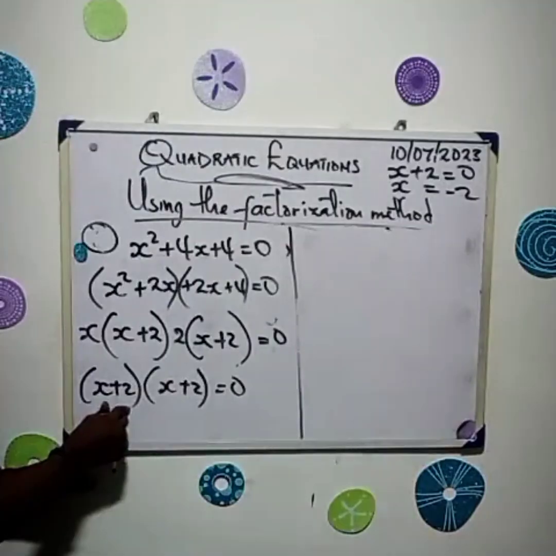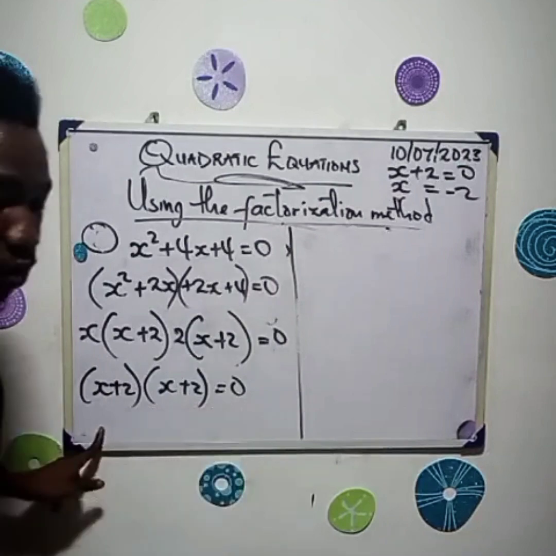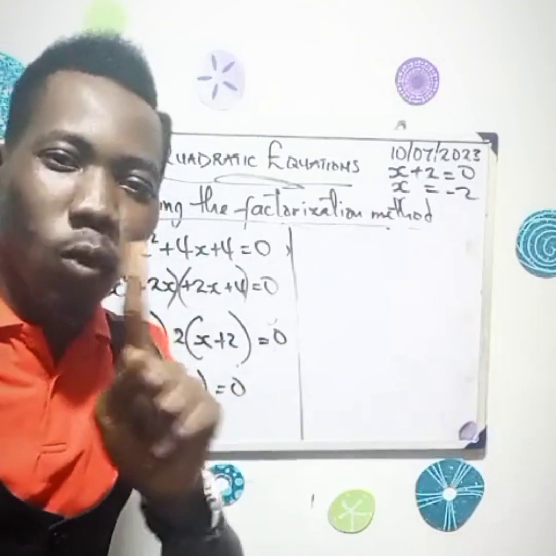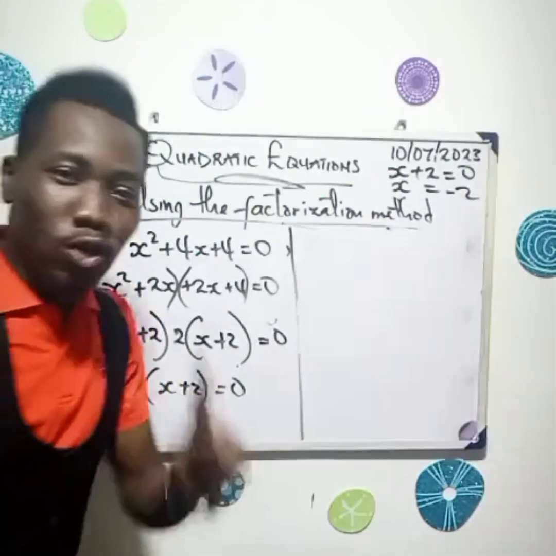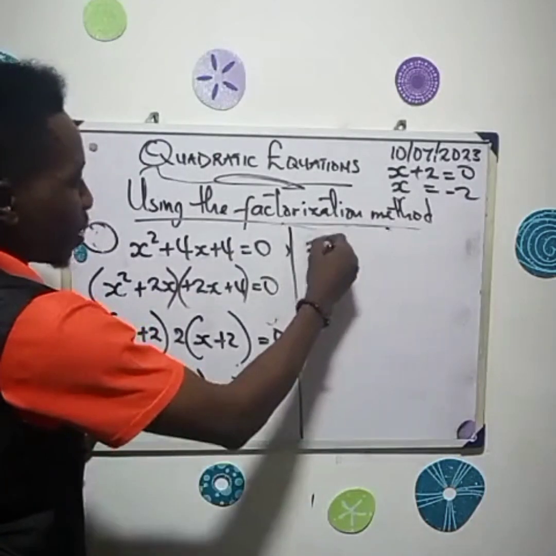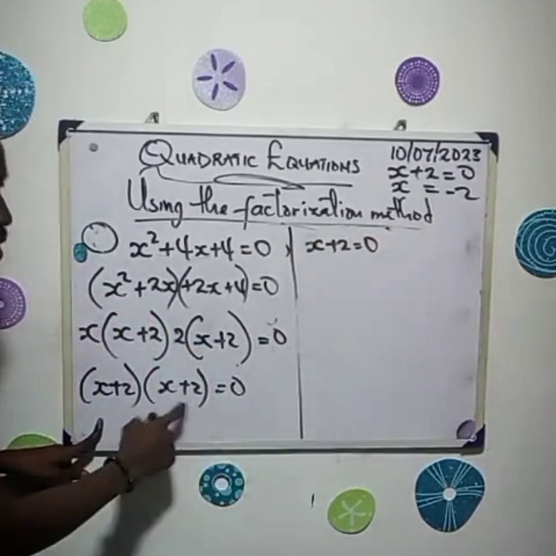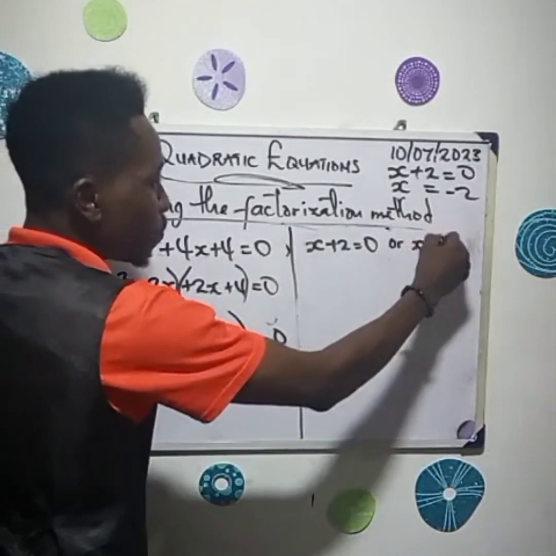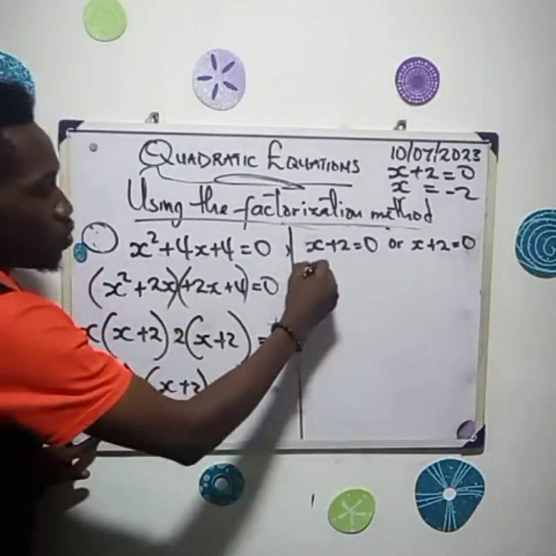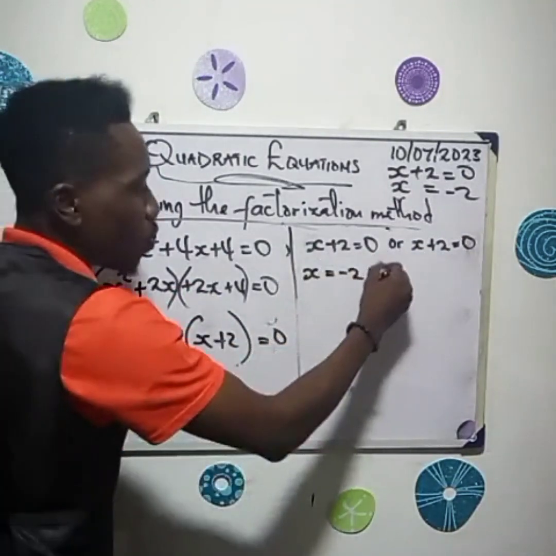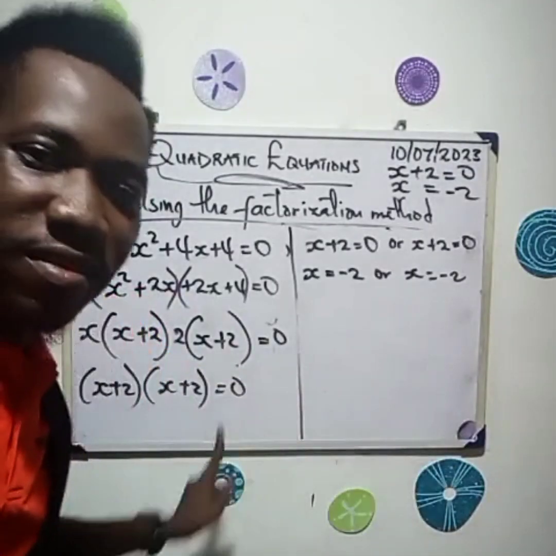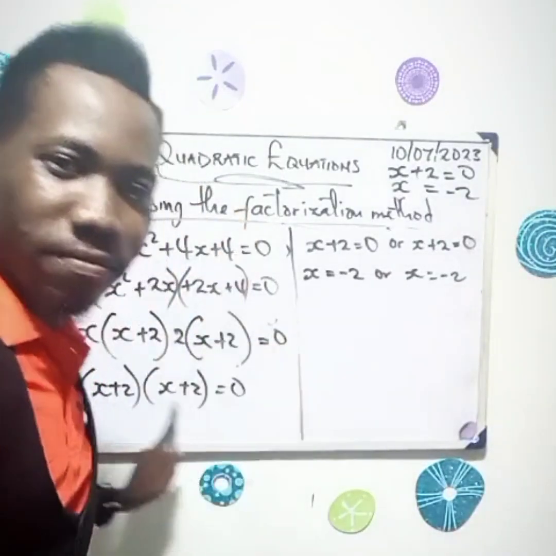The next thing is to equate this equals 0 and equate this equals 0. So it means that when the determinant gives you 0, you're going to have one answer for the value of x, just like the first one. So x plus 2 equals 0, or x plus 2 equals 0. So this will give us x equals minus 2, or x equals minus 2. So if your determinant is giving you 0, x will have just one answer.